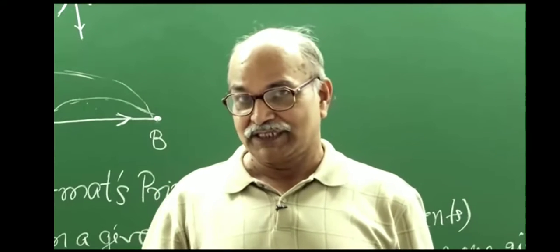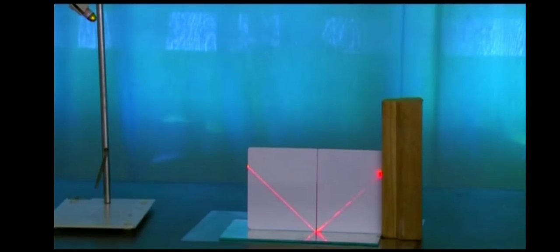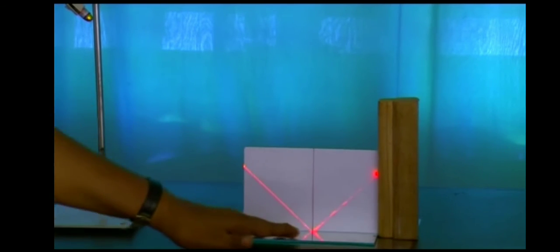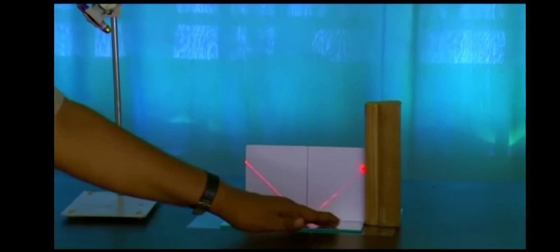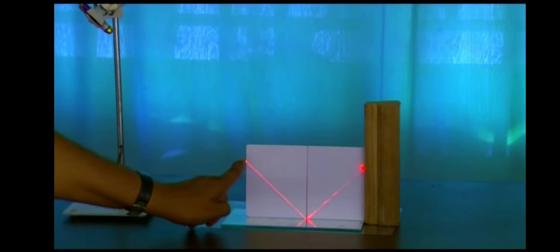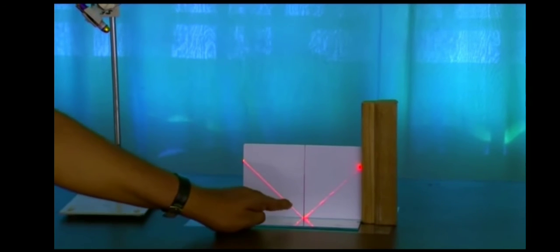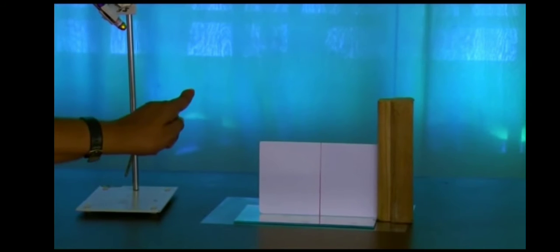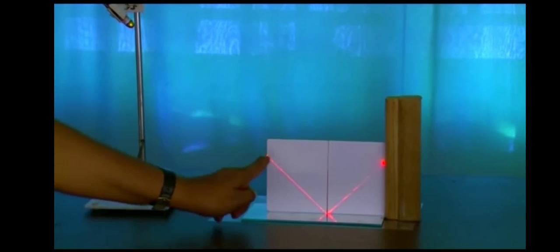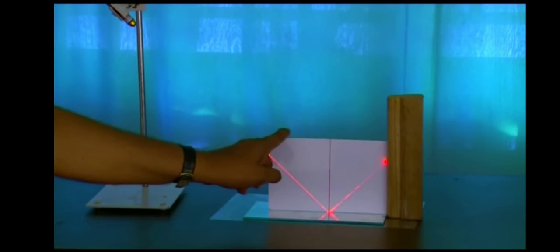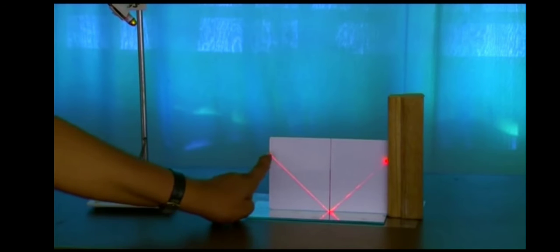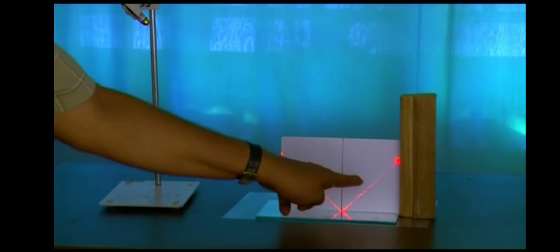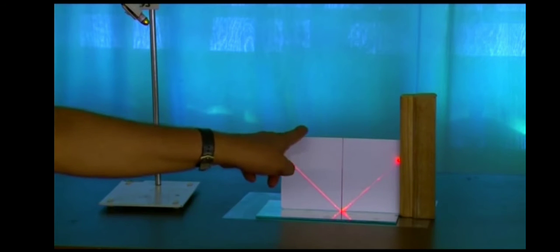Here you can see we have this mirror, this horizontal surface is mirror, and on this mirror light is incident. This red light you can see, this is incident. It is coming from this laser torch here, it is coming here and then going along this surface of this vertical plate like this, and then it also returns along the surface of the same vertical plane.